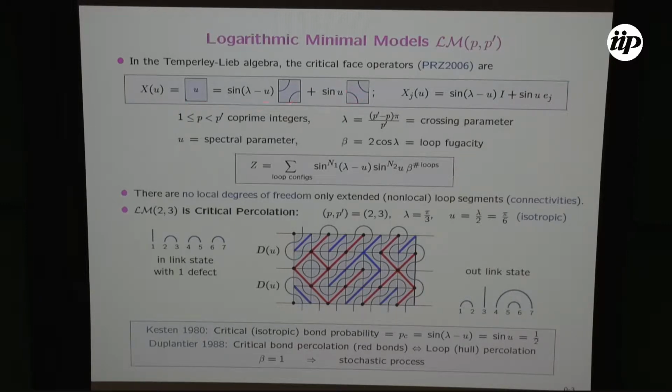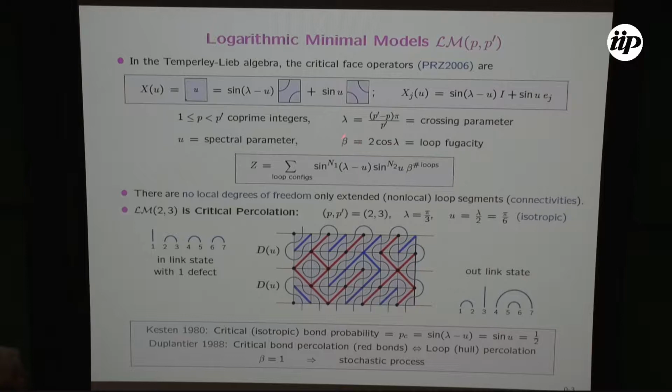These face weights get weight sine(lambda minus u) and sine u, trigonometric functions. u is the spectral parameter. Lambda is the crossing parameter, given in terms of a pair of co-prime integers, p and p prime, and this fixes the model. We're going to be interested particularly in percolation, which is the case p prime equals 2, p equals 3. Instead of working in the planar Temperley-Lieb algebra, you can write the local face operators, which add a face to the lattice, in terms of the linear representation of the Temperley-Lieb algebra, where you have the identity and the generators e_j.